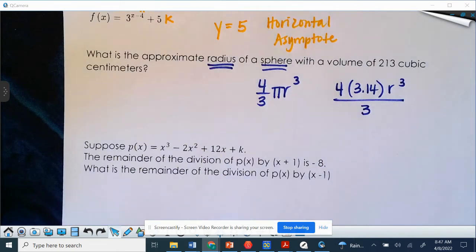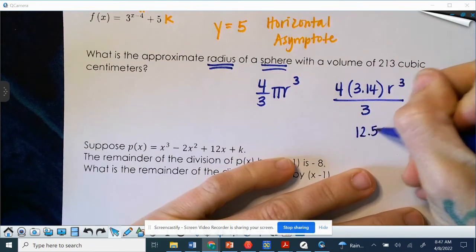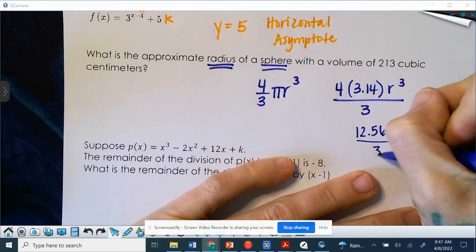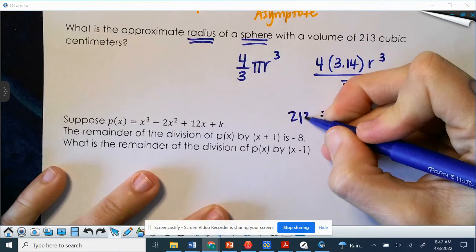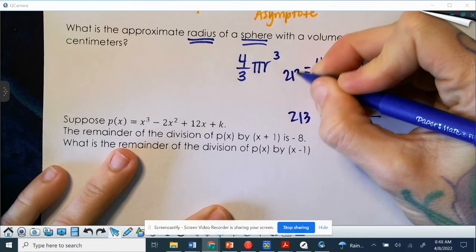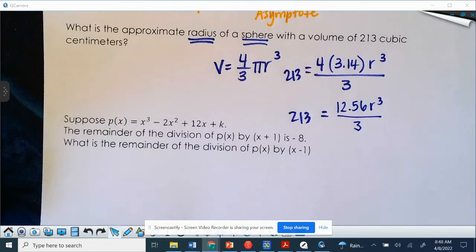So 4 times 3.14 is 12.56 r cubed divided by 3. And we know that it's going to equal 213 because that's our volume, since volume equals 4/3 pi r cubed. To get the 3 off the bottom, you can multiply, or you can divide the 12.56 by 3. I'm going to multiply, so I don't make a messier decimal.